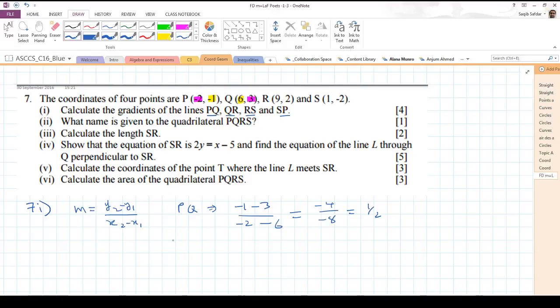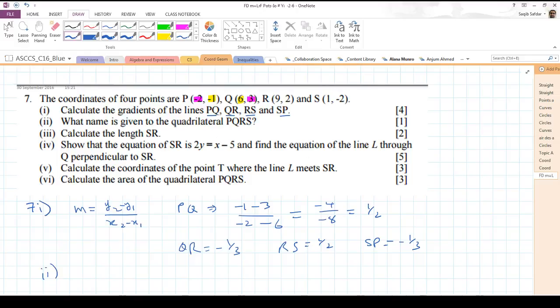If we do that for the other gradients, QR should be minus 1 over 3, RS equals a half, and SP equals minus 1 over 3. Alright, before I move on to part 2, is that okay? Any questions? Okay, no.